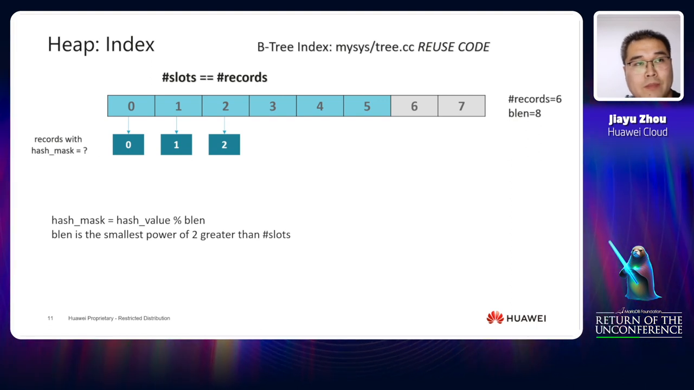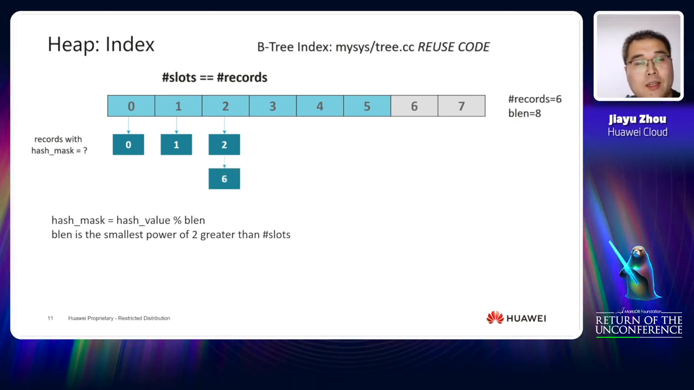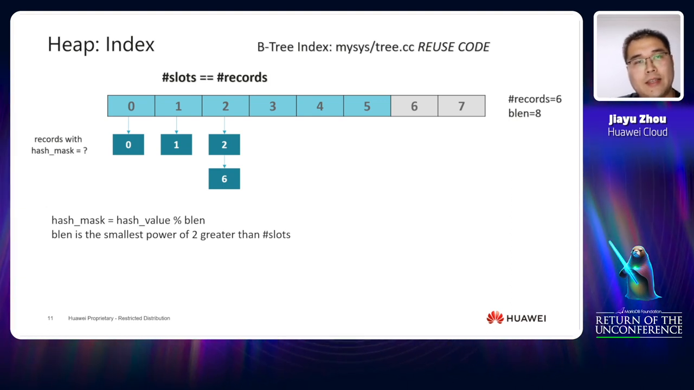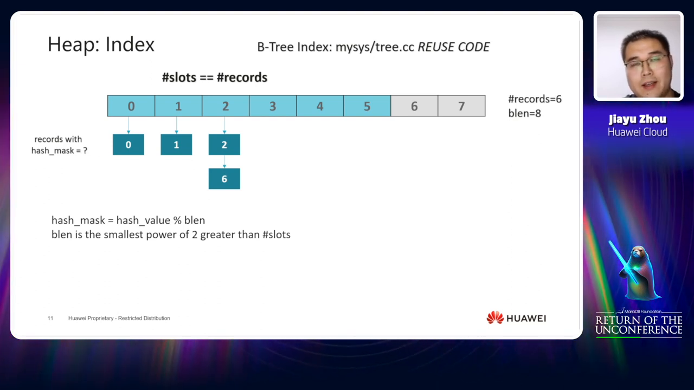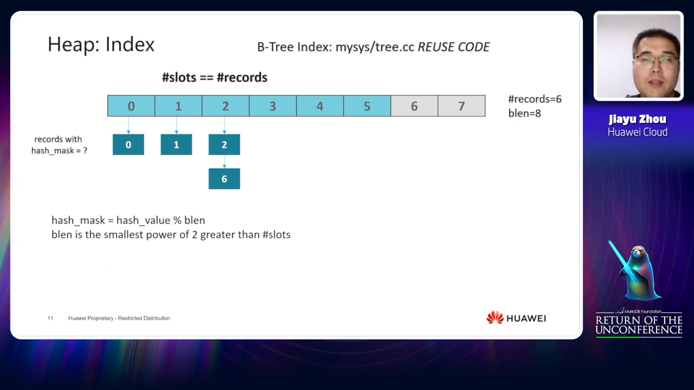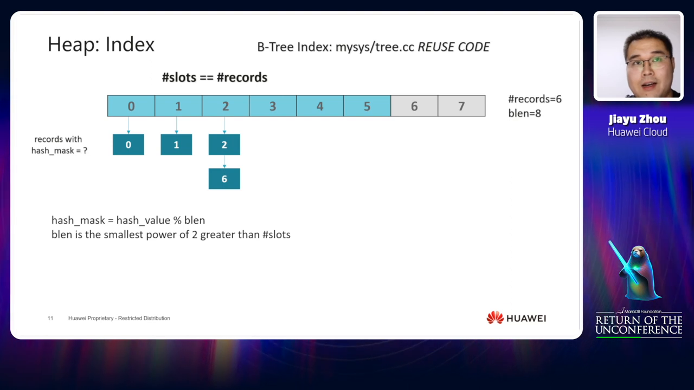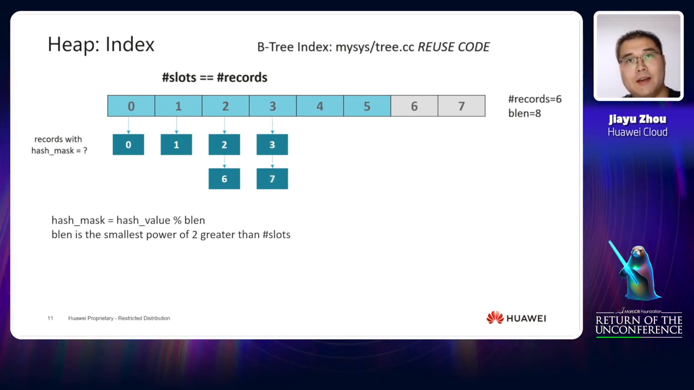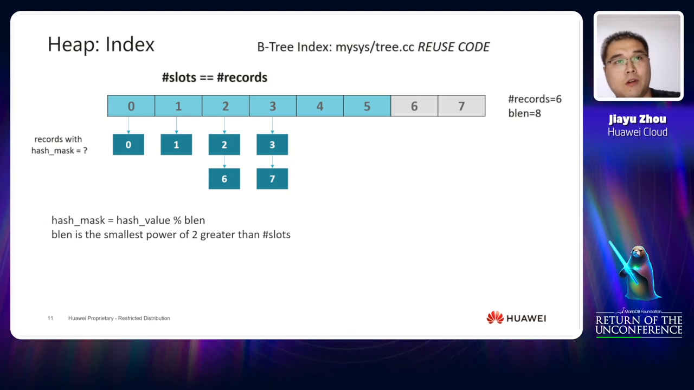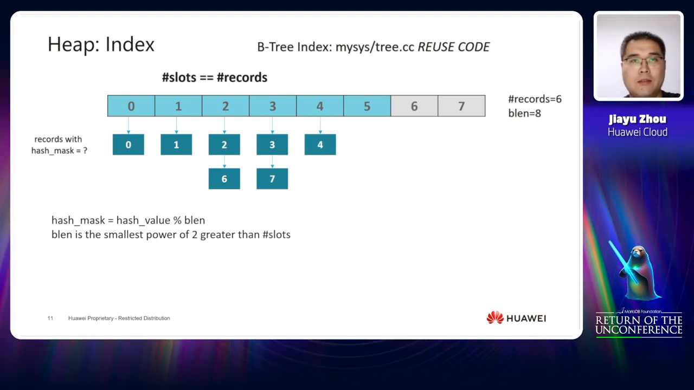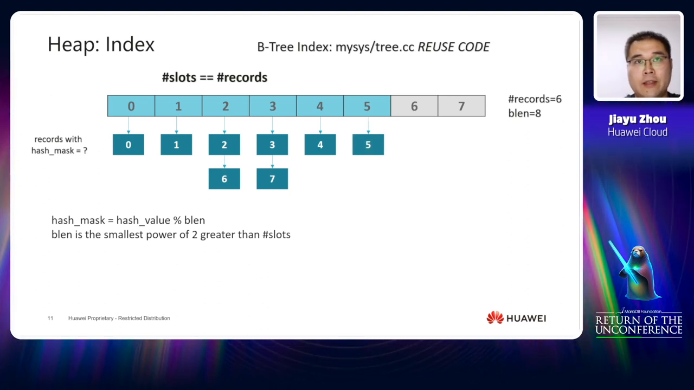slot 2, records with hash mask equal to 2 and equal to 6 will be stored in this slot, because we can only use 6 slots right now as there are only 6 records here. The hash mask equals 6, but slot 6 is not ready yet, so we can only store it in slot 2, which is 6 minus 4. 4 is half of belong. And the same as others, 4 and 5 will be stored in slot 4 and 5.